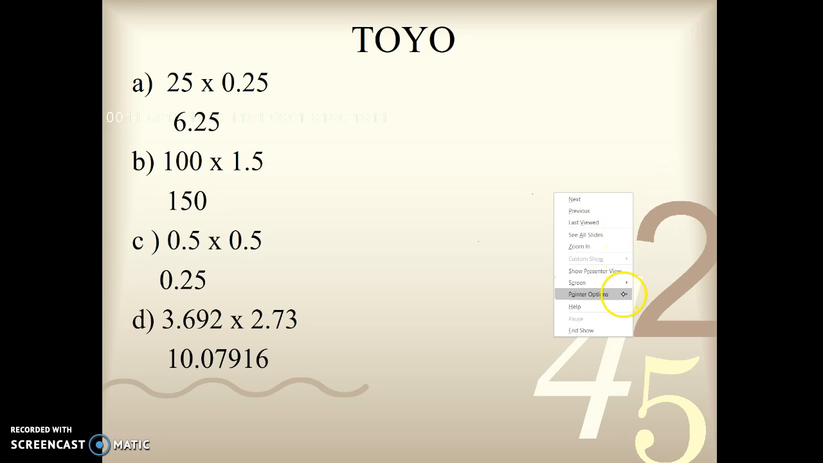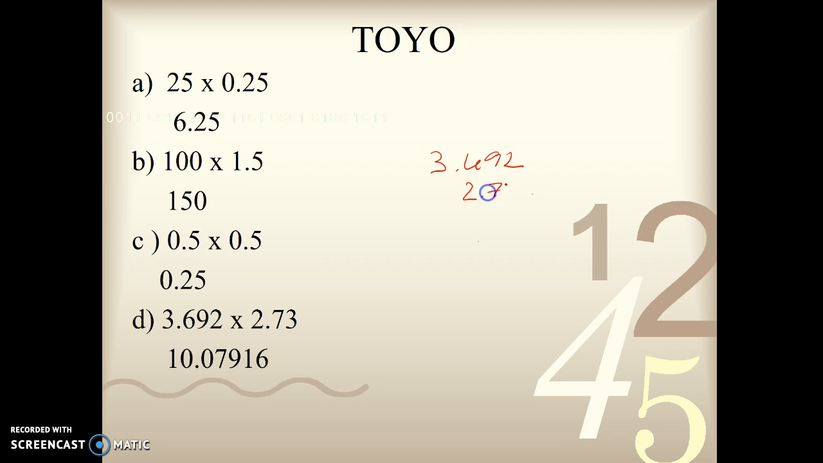Let me just switch back to the pen here really quick. Okay, so for letter D, you've got 3 and 692 thousandths times 2 and 73 hundredths. So let's remember we're going to line up our digits, not our decimals. So let's run through it together. 3 times 2 is 6. 3 times 9 is 27. 3 times 6 is 18, plus 2 is 20. 3 times 3 is 9, plus 2 is 11. Go to the next line and add a placeholder.